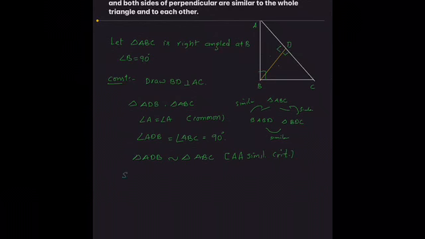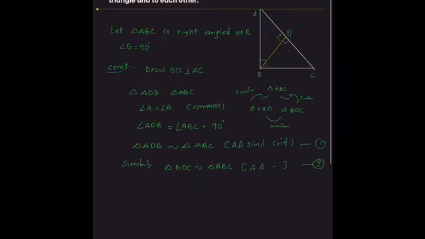Similarly we can prove the other triangle, children. You take the other triangle, which is BDC. You prove one angle is 90 degrees. One pair of angles are 90 and one pair is common. So automatically we'll get that both the small triangles are similar to the bigger one.